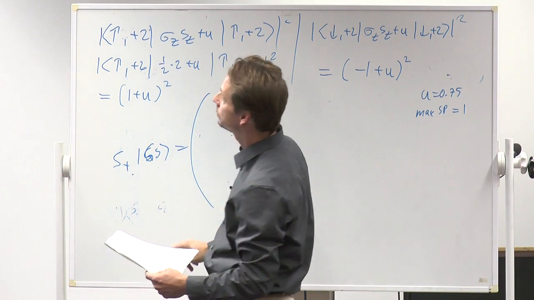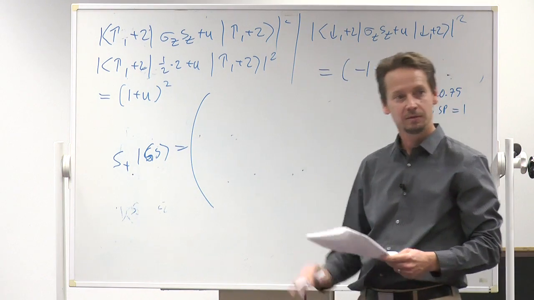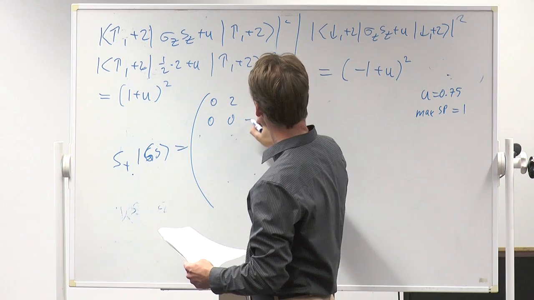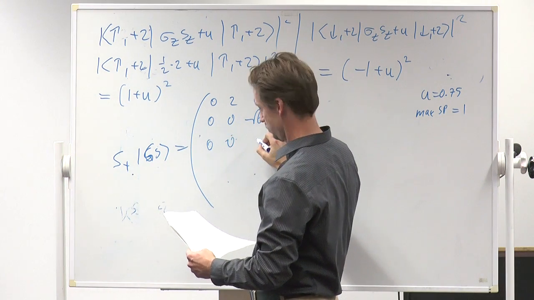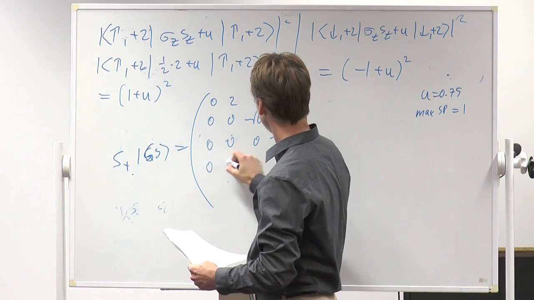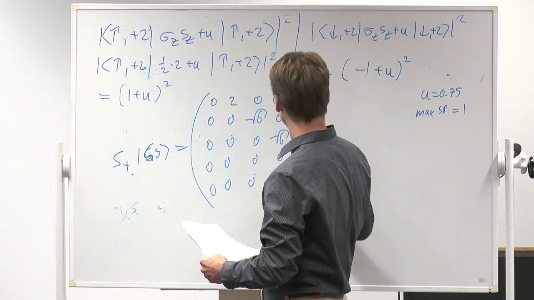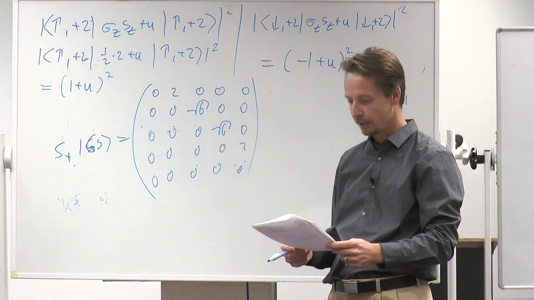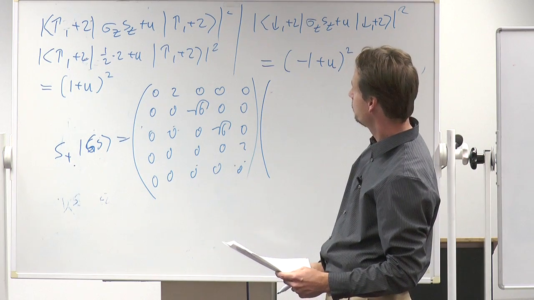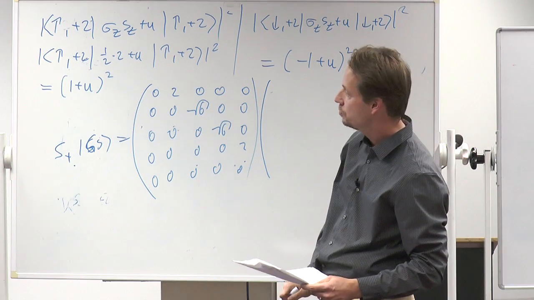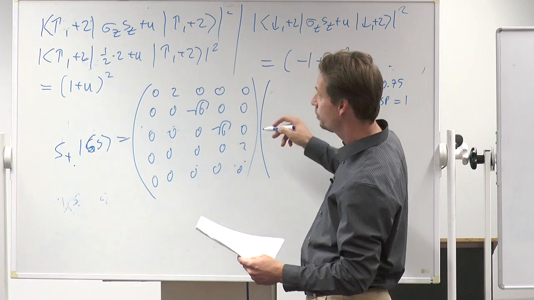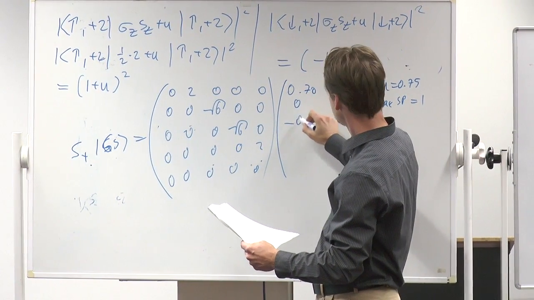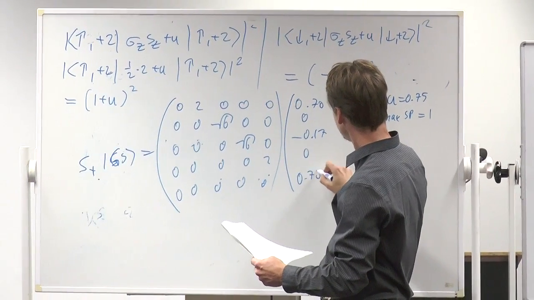Now the S plus operator is related to the SX and the SY. It's a simple operator, really: 0, 0, 0, 0, 0, square root 6, 0, 0, 0, 0, 0, square root 6, 0, 0, 0, 0, 0, 2, 0, 0, 0, 0, 0. All right? This is just, again, looking up what the operator for s equals 2 looks like. And now we want to operate this on the ground state. But now the ground state has some components of +2, some of 0, and some of -2. So that's the +2 component here, that's the 0.70, 0, minus 0.17, 0, 0.70.